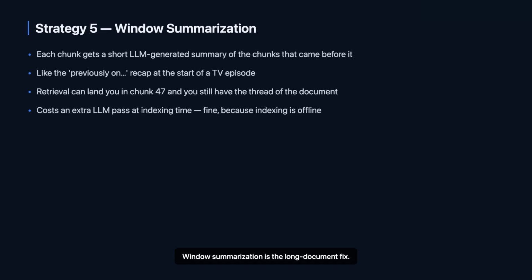Window summarization is the long document fix. Each chunk gets a short summary of the chunks that came before it, prepended as a prefix. The summaries are generated by an LLM in a sliding window over the document at indexing time. Think of the "previously on" recap at the start of a television episode. You can jump straight into episode 7 and still follow the plot, because the recap carries the relevant history forward.